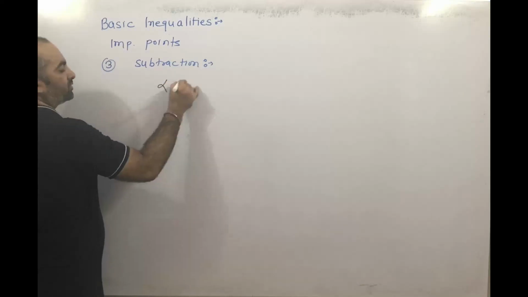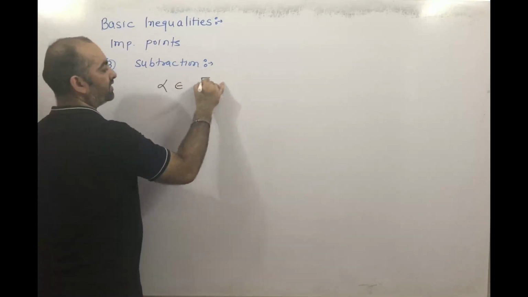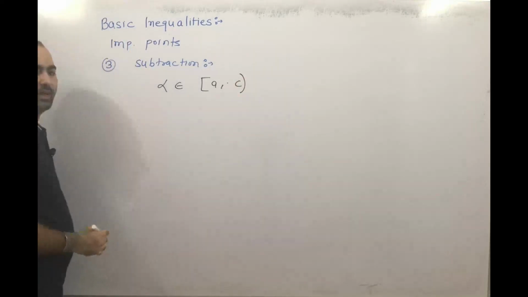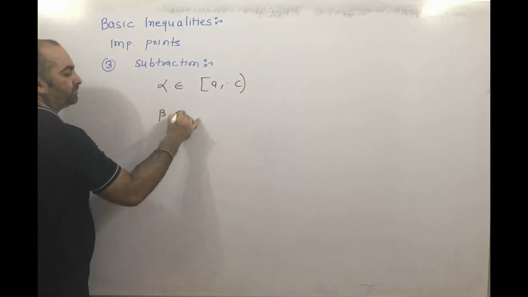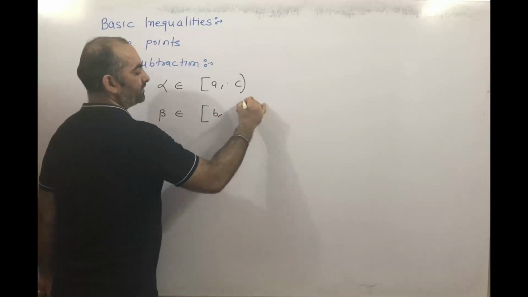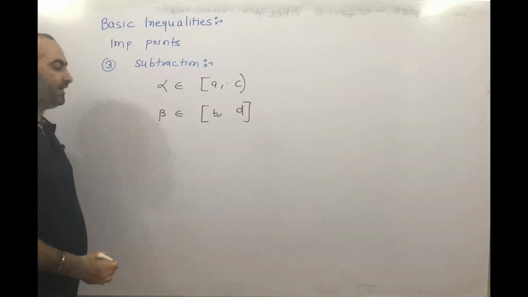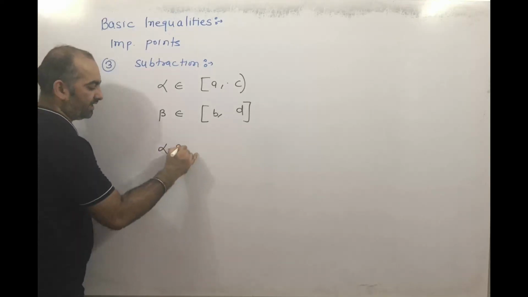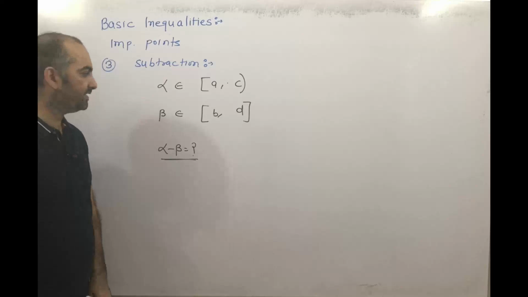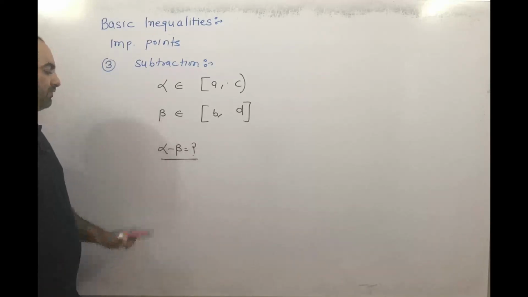Suppose alpha belongs to closed interval A to C. C is open. And beta belongs to closed interval B to D. D is also closed. And we want alpha minus beta. So how to find out? So very simple thing is that first what we will do, first we will find out minus beta.